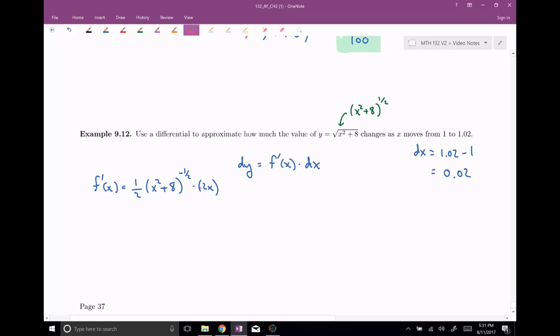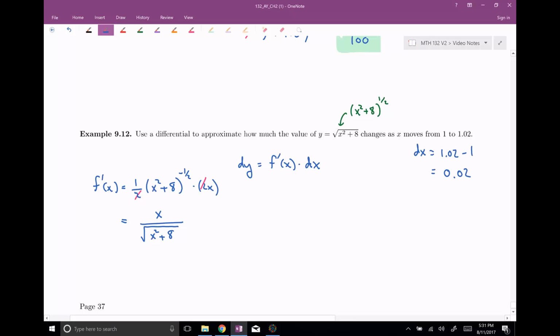A little bit of cancellation with the 2's. And I can go ahead and write, well, with this negative exponent, this is going to be in the denominator. So I'm going to have x squared plus 8 raised to the 1/2 power, so it's going to have a square root. And then in the numerator, what's left? Well, it looks like just an x.